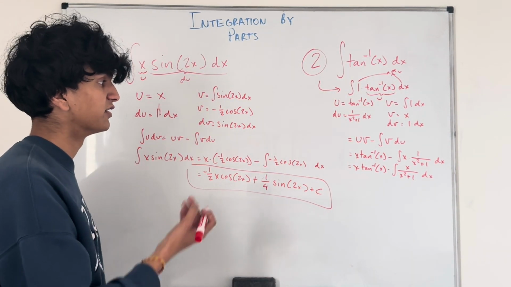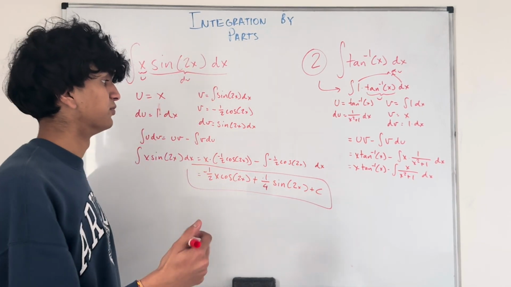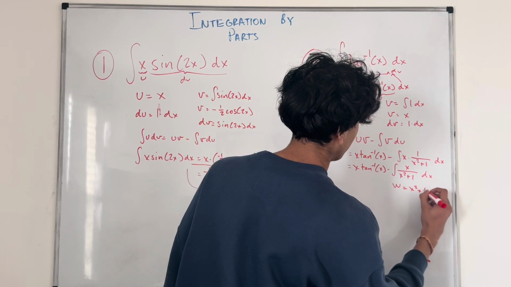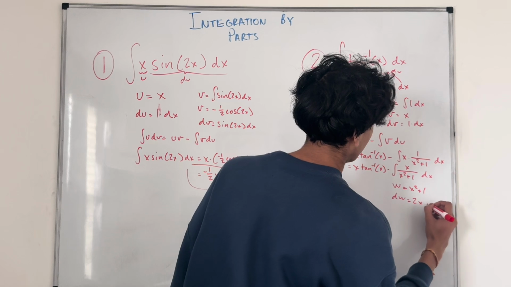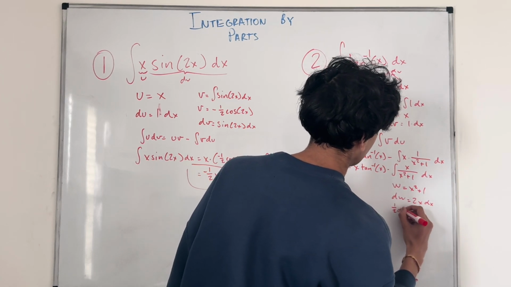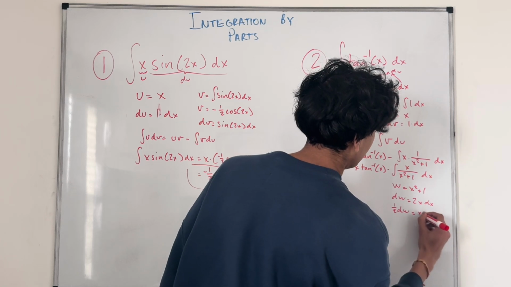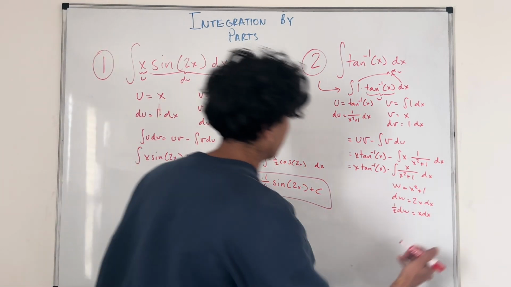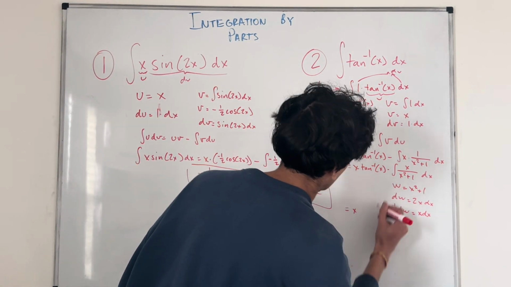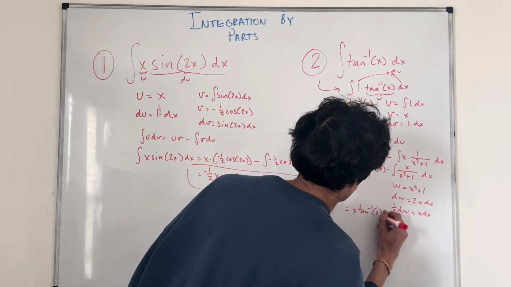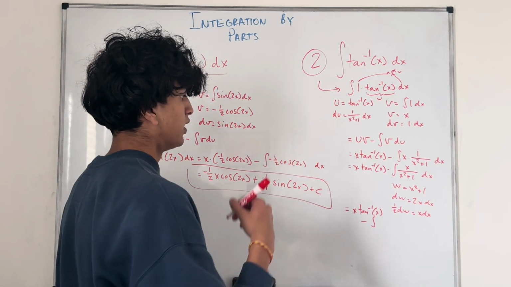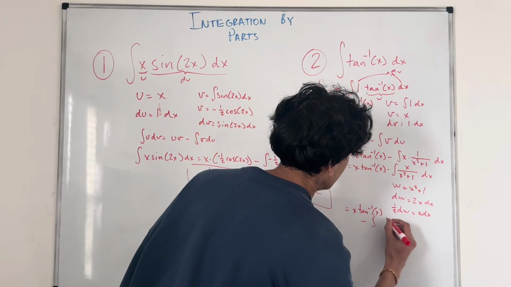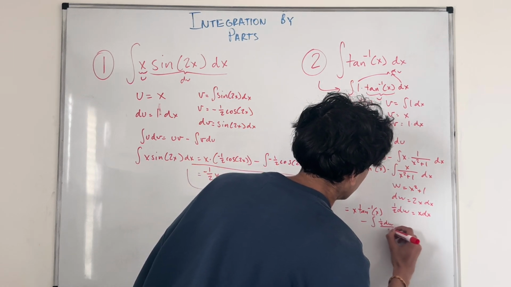The nice thing you can do here is now you can do traditional u substitution, right? So for this integral, I'm going to set w to be x squared plus 1. I'm going to set dw to 2x dx, or 1/2 dw is equal to x dx. And that's nice because then I have x dx over here, over x squared plus 1. So the whole thing is equal to x tan inverse of x minus the integral of x dx over x squared plus 1, so 1/2 dw over w.